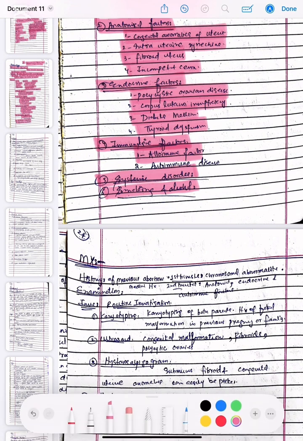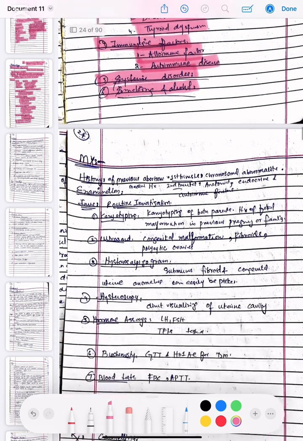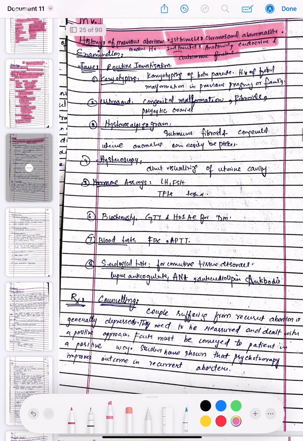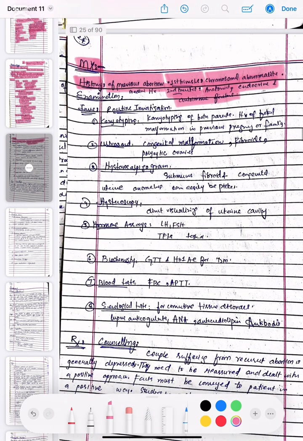Now, the management options for recurrent abortions are that first of all, the history of the patient is taken, that is, of previous abortions. In the first trimester, chromosomal abnormalities, and in the second trimester, anatomical, endocrine, and autoimmune factors are the history of these things are taken. Then examination is done, investigation is done.